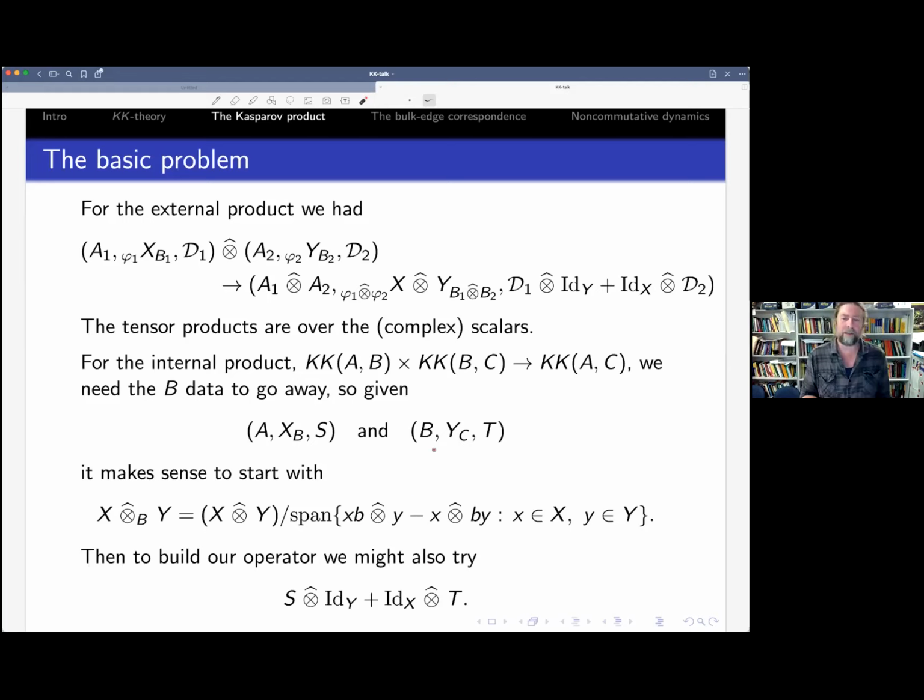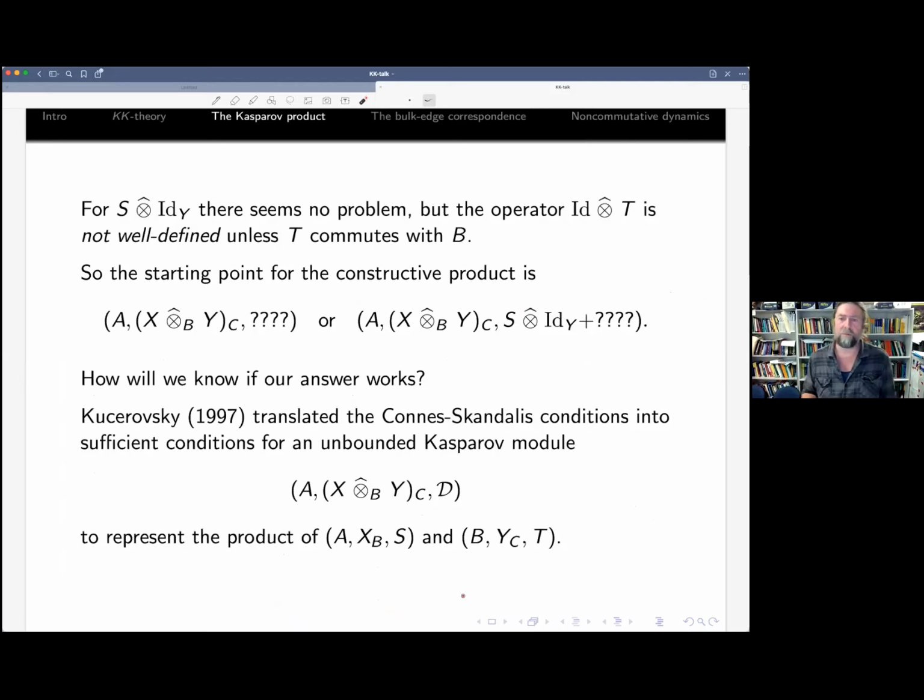Okay, so given the formula at the top here, the first thing you might want to try is this as your formula. Now, for S tensor 1, there's no problem, but the operator 1 tensor T is not well defined on the balanced tensor product unless T commutes with B. So that's just not going to work. So really, the starting point always includes this sort of module data. There's nowhere else to go, seemingly, not any reasonable choices. And then you've got to guess your operator, or maybe you're happy to go with S tensor 1 and just need to guess what you add to it to capture the information from T.